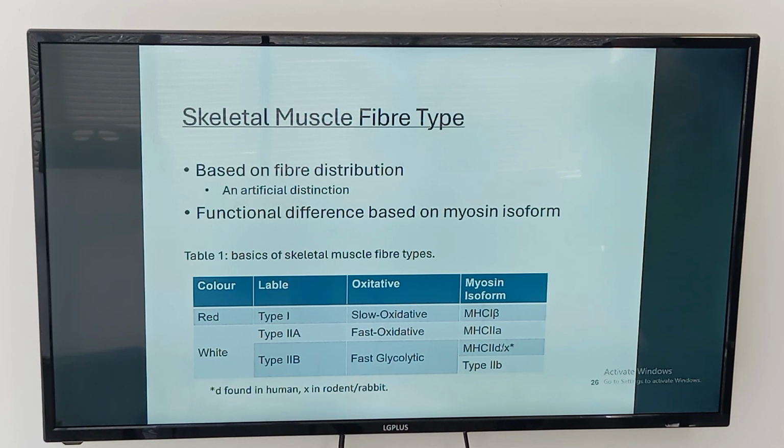So let's imagine these types of muscles. We're talking about leg muscles. Type 1 will be used for walking, because it can withstand long distances and it will take longer time to become fatigued.